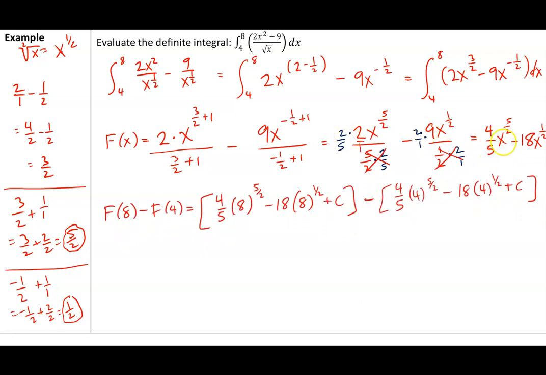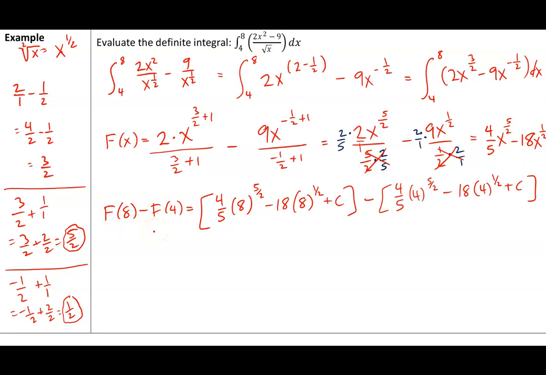4/5 x to the 5/2, and then 2 over 1 times 9 is going to be, here we will multiply by 2 over 1, which is the reciprocal. 2 over 1 times 9 is going to be 18x to the 1/2. Okay, so what we have here now is 4/5 x to the 5/2 minus 18x to the 1/2. That is your antiderivative. And according to the first fundamental theorem of calculus, this is going to equal f of 8 minus f of 4.